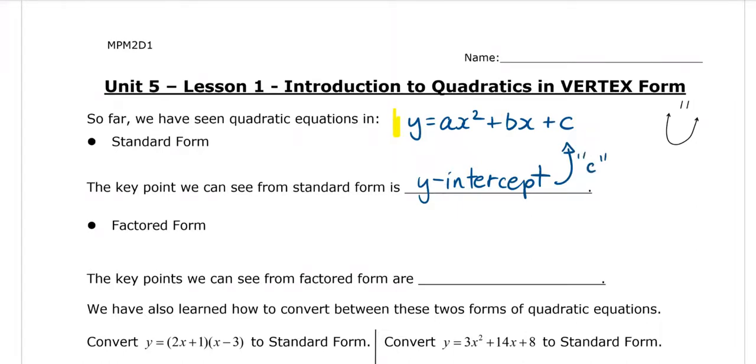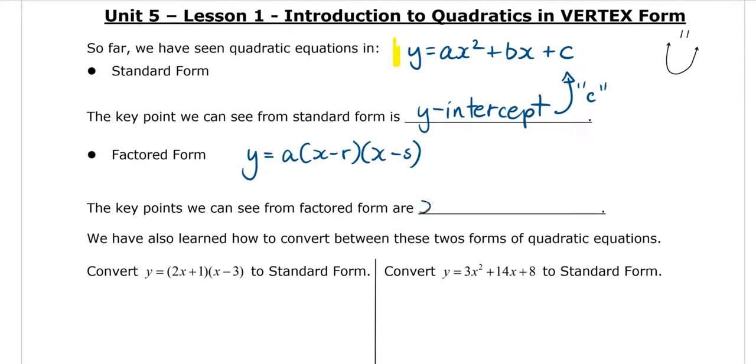The other form that we have seen is the factored form. Factored form looks like this: y equals a times (x minus r) times (x minus s). The key points that we can see from the factored form are the x-intercepts. We have also learned how to convert between the two forms.